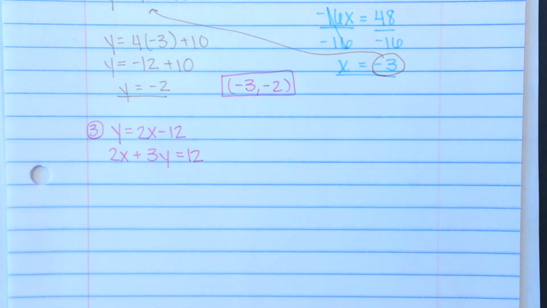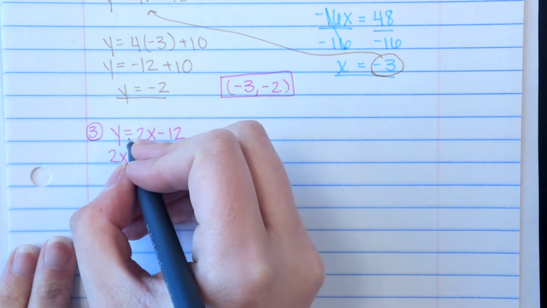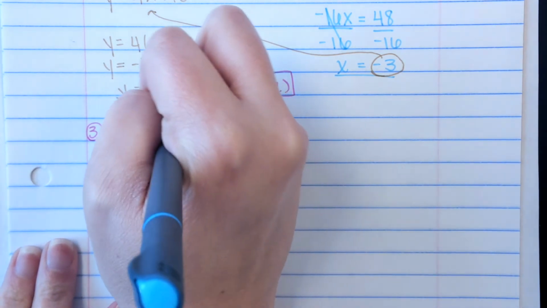Okay, here's example number 3. You're welcome to pause the video and give this one a try on your own, and then come back and check your answer with me. Okay, let's see what we should have. So we find our y equals. So y equals this quantity.